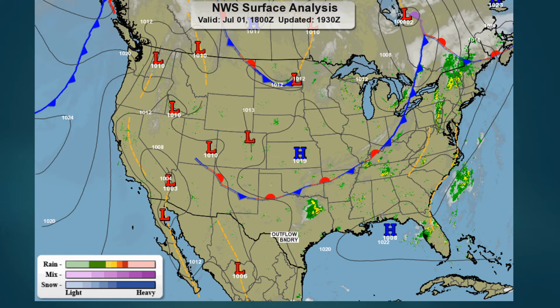So here's the surface analysis chart. Looks like a fairly widespread cold front extending all the way from the Hudson Bay. There's an occlusion there, and that cold front extends all the way down to Kentucky, and then becomes a stationary front extending from Kentucky down south into northern Texas, and then all the way into Utah.